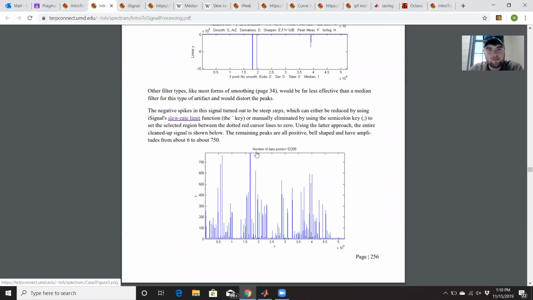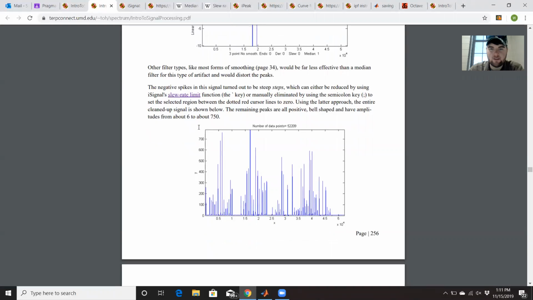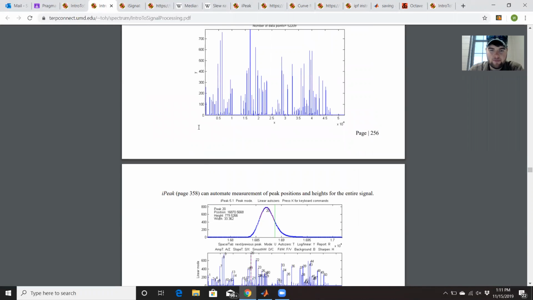So after evaluating that, I'll hop back over to my PDF and we'll take a look at some other pieces of this case study. Another thing that iSignal did was it looked at a slew rate limit, which basically means that when these points were plotted, it kind of stair-stepped. It kind of kicked up between. So this just smooths that out even more and allows for a cleaner graph to look at.